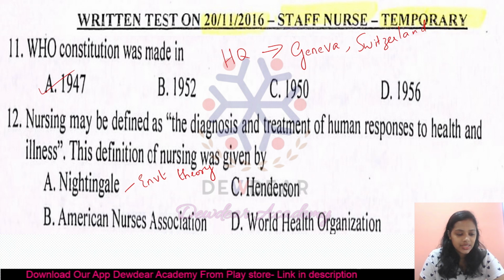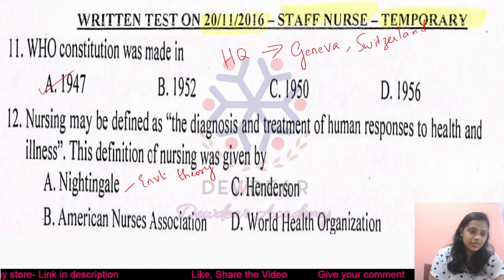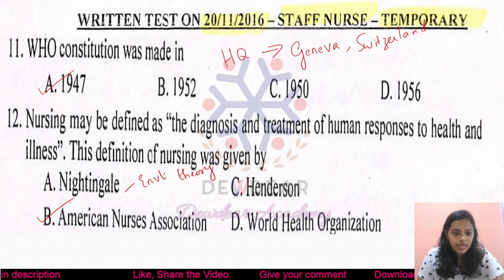Then American Nurses Association has given the definition of nursing as the diagnosis and treatment of human responses to health and illness. So option B is the right answer. ANA, or American Nurses Association, has given this definition of nursing.